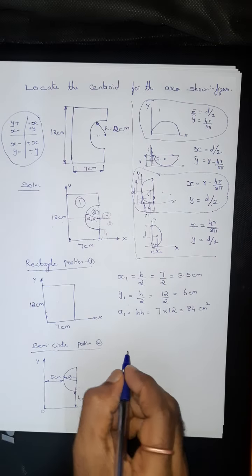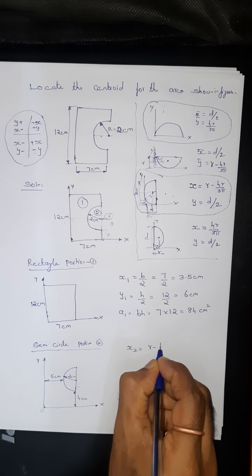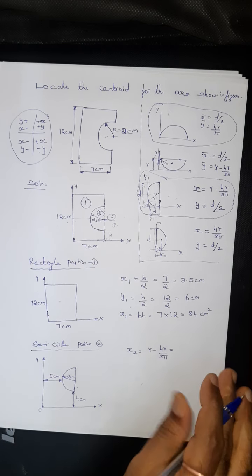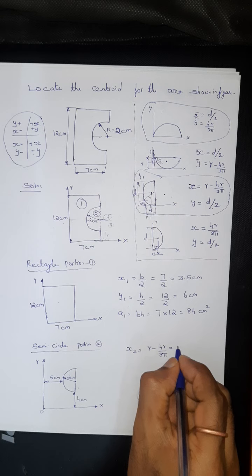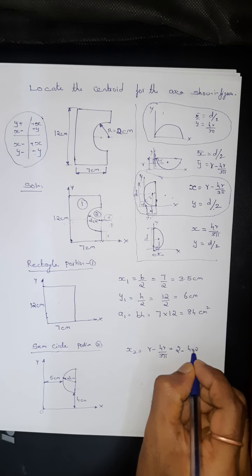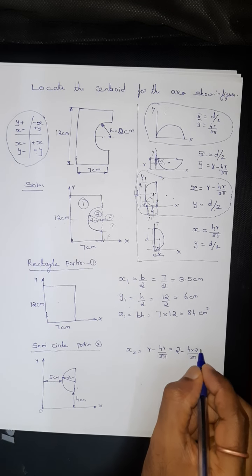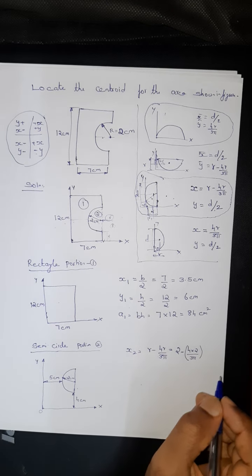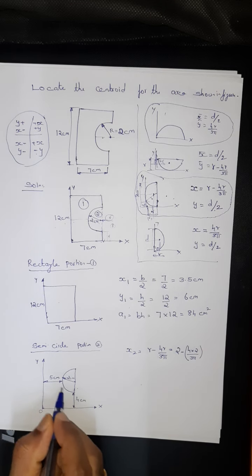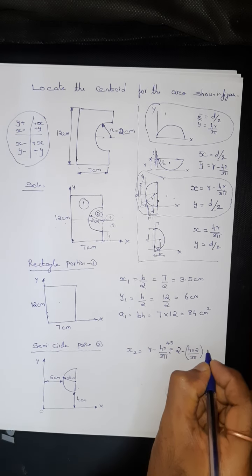So r minus 4r by 3 pi. So x2 is equal to r minus 4r by 3 pi, where r is 2 centimeter, right? 2 minus 4 into 2 divided by 3 pi, right? And look at here, how far it is from the origin. It is 5, so you have to mention plus 5 here. So plus 5.